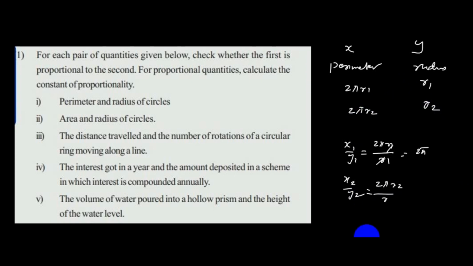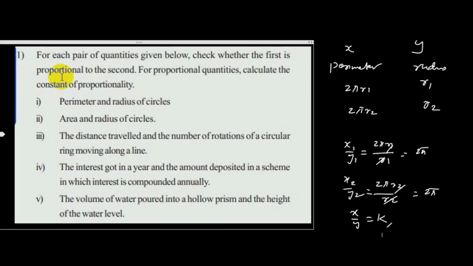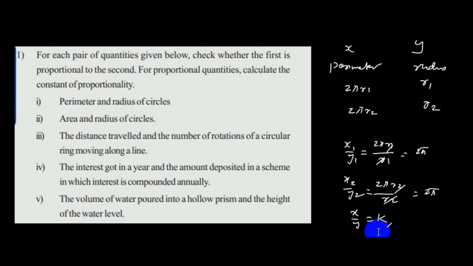2πr2/r2, on cancellation of r2, again it is 2π. We see always x1/y1 is 2π, x2/y2 is 2π. Always x/y is equal to k, the same pattern we get here too. x/y is equal to k means it is a fixed number, therefore x and y are in proportion, meaning perimeter is proportional to radius. And so I have discussed the answer to the first question, whether perimeter and radius are in proportion. They are in proportion because x/y is equal to k.